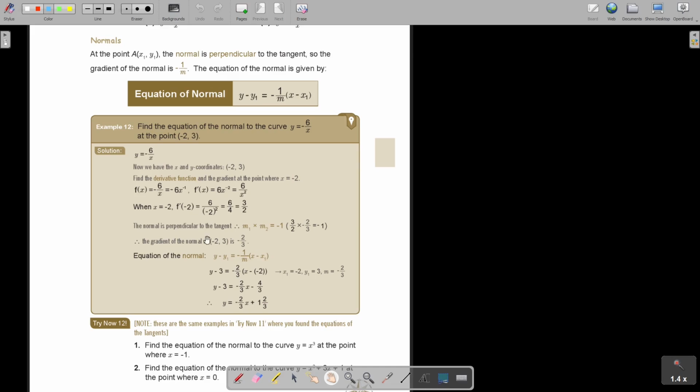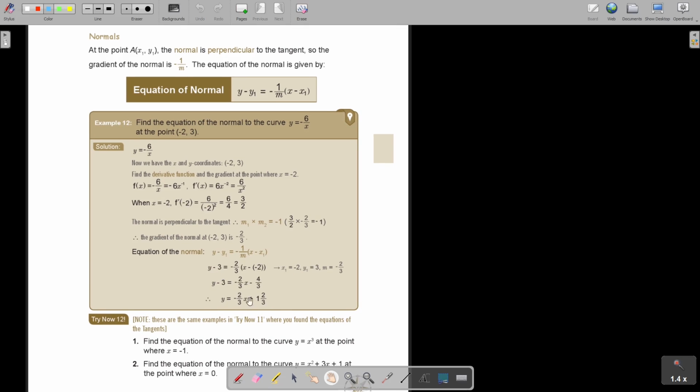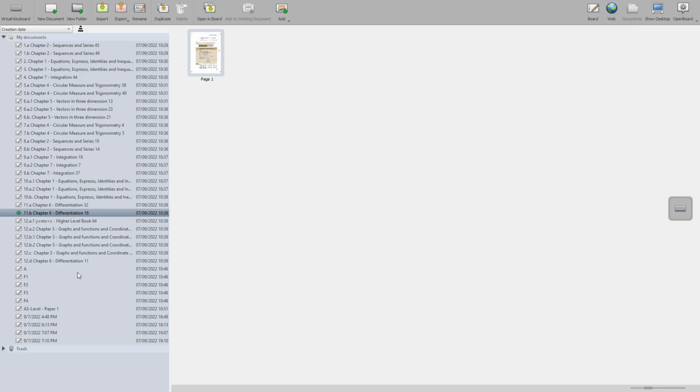If it's a tangent, you don't do it. But if it's a normal, you take the reciprocal. And then you just substitute. There is the point. So that's x1, y1. And you basically just substitute and you get your answer. Okay, so go back to page 269. Refresh your memory if you cannot recall that. But let's look at the question.